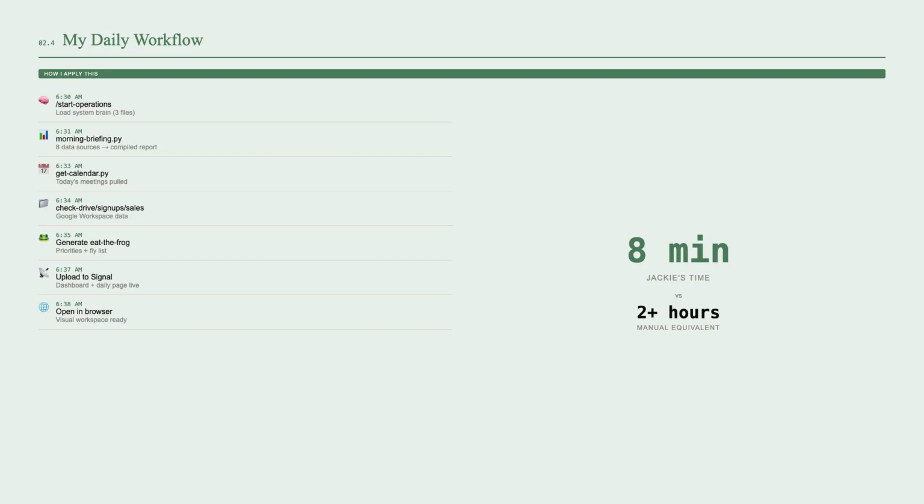Then Carl generates my Eat the Frog page. That's my daily priorities. Frogs are the big tasks, the hard things I need to tackle first. Flies are the smaller tasks, the running to-do list. By 6:45 a.m., I have a complete picture of my day.